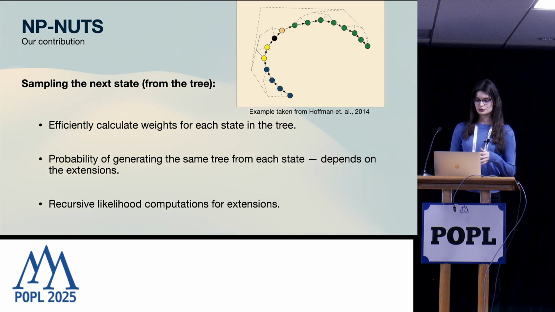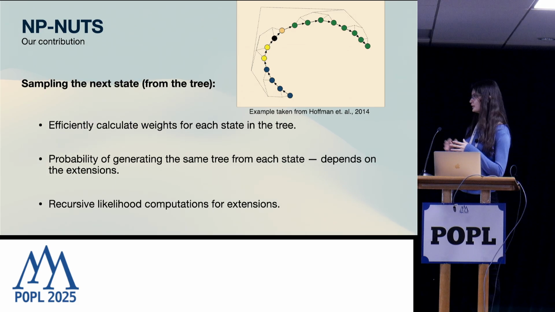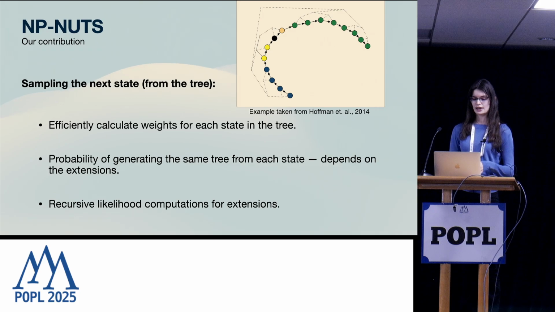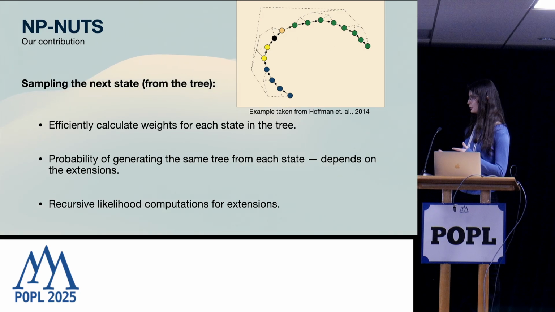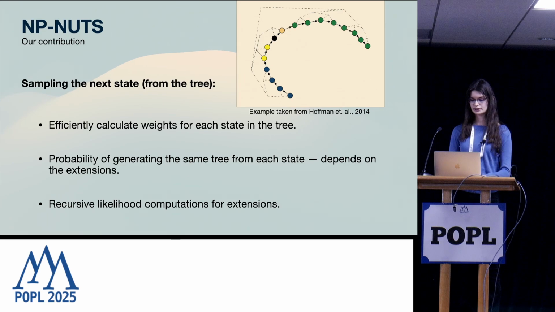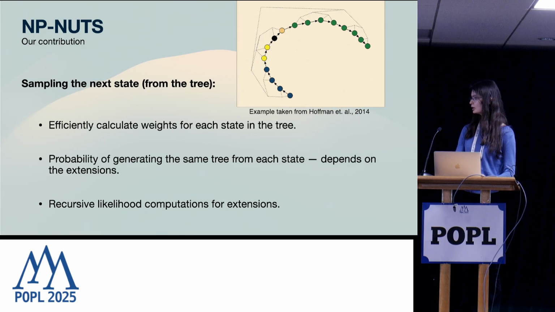So a naive approach to this would be to just simulate the construction of the tree for every state and compute its weight. But of course, it would take way too much time. So we want to be able to construct the tree once and also not store all the nodes, just like NUTS does. So fortunately, we can do this by recursively combining extension likelihoods in order to compute the relative weights of the subtrees.